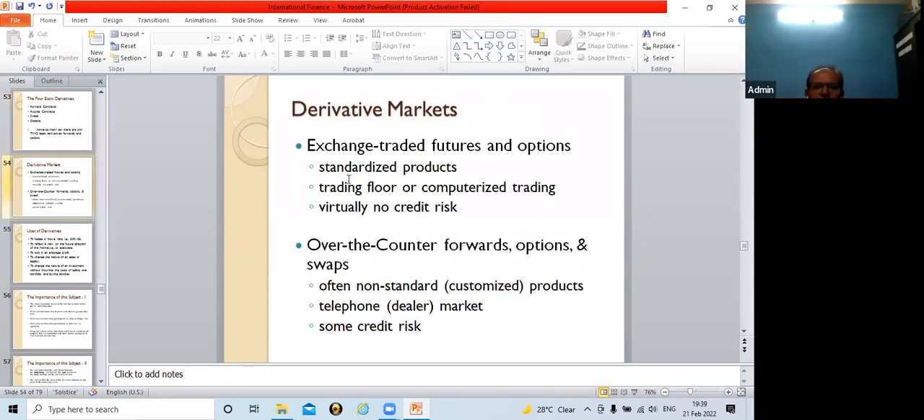Now, derivatives market: exchange traded futures and options are standardized products, where there are standard products. Now, can you give an example of a standardized product? Any example of a standardized product? What is a standardized product? Where the specification and standards are fixed.